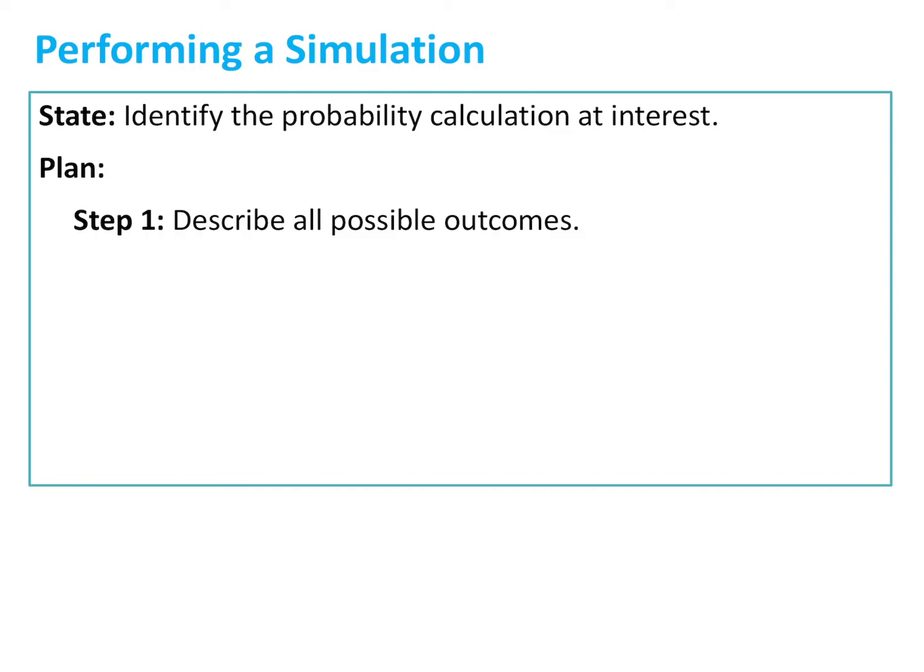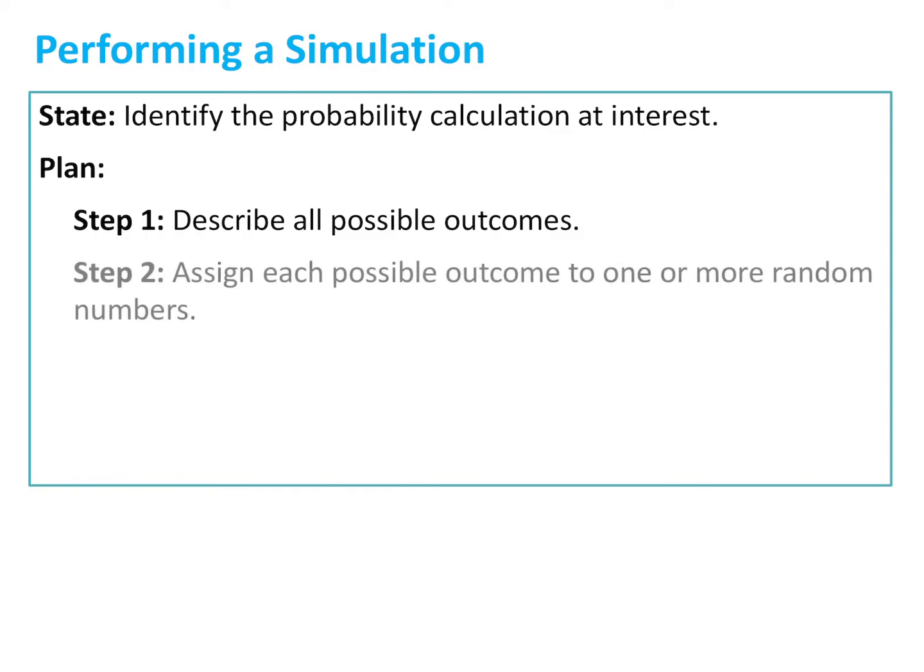If you were looking at shooting the basketball, you're either going to make it or you're going to miss it. Those are only 2 possible outcomes with what we're looking at. There could be more, it just depends on the situation. We're going to assign each possible outcome to 1 or more random numbers. So we're going to assign numbers similar to what we were doing in sampling.